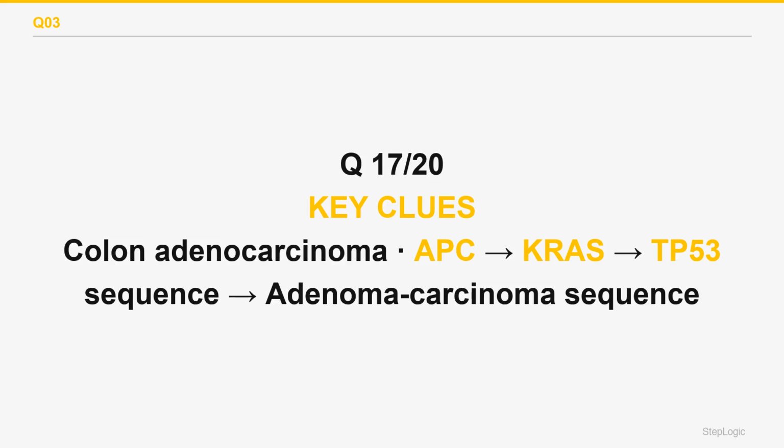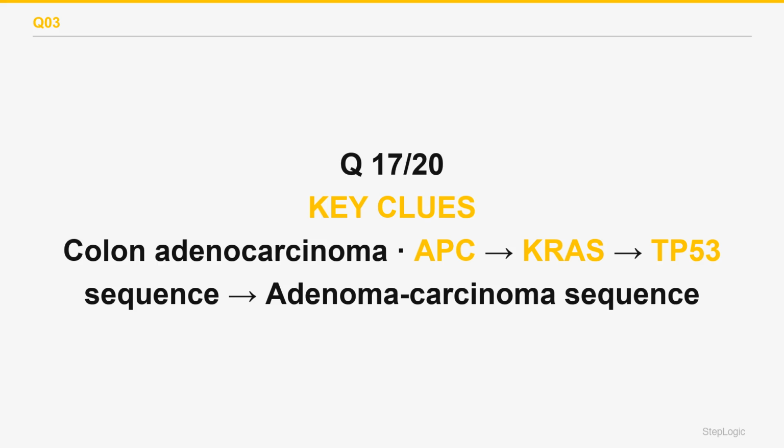Colorectal cancer classically develops through the adenoma-carcinoma sequence, a stepwise accumulation of mutations transforming normal mucosa into adenoma and finally carcinoma. The order is testable. APC loss comes first, initiating adenoma formation. KRAS activation drives adenoma growth. Loss of TP53 and other tumor suppressors enables progression to invasive carcinoma. The mnemonic is APC, KRAS, then P53, or AK53.